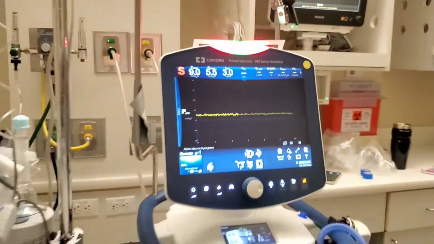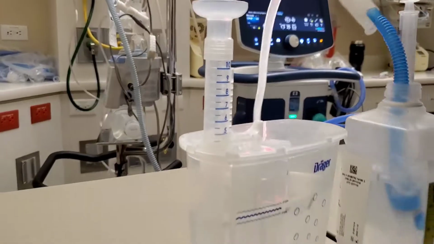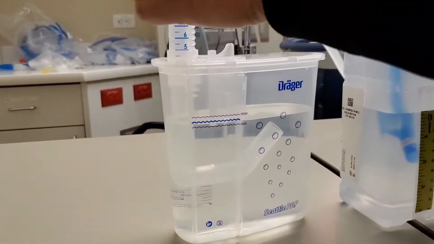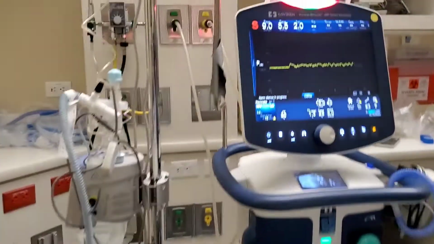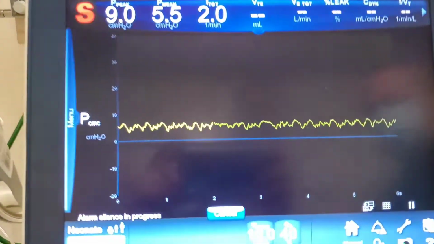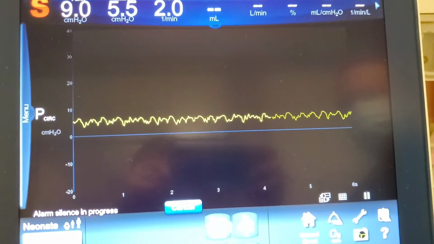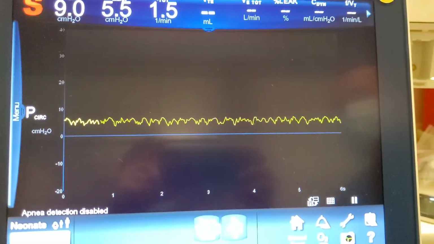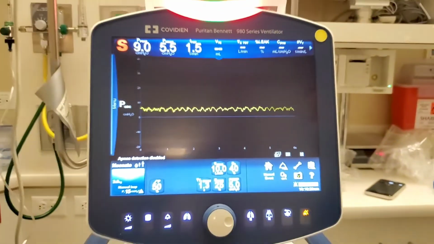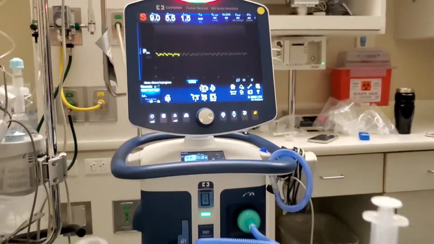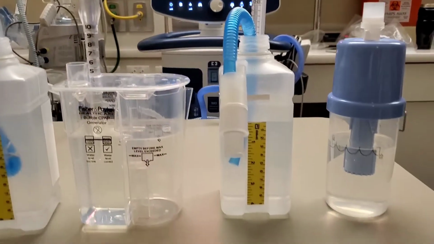And then the last one we're going to switch over to is the Drager Seattle PAP. So we're hooking in, and so there we are. And then look at the difference in the oscillation on the Seattle PAP. So the more oscillation we get, the better. If I was a tiny infant, that would make a humongous difference as far as my lung volumes go.